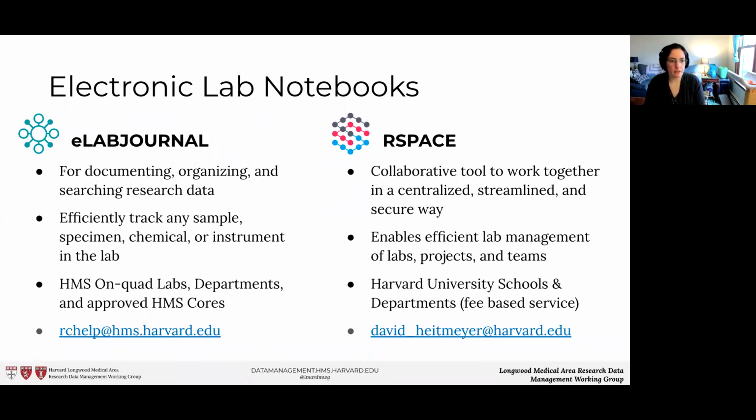In terms of eligibility for these tools, for eLab Journal, in our pilot phase, it is available for HMS on-quad labs, departments, and approved HMS cores. We do not have a cost associated with this. For RSpace, it is Harvard-wide, and there is a fee associated with this. And if you are interested in using either of these tools, please use the emails that are listed at the bottom here, and reach out for more information.